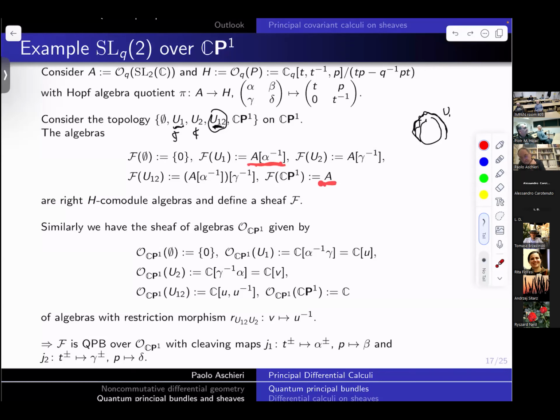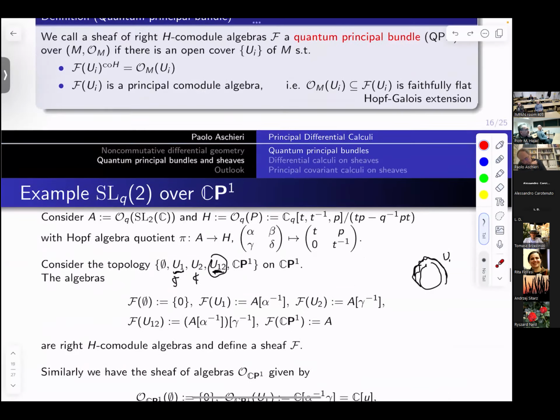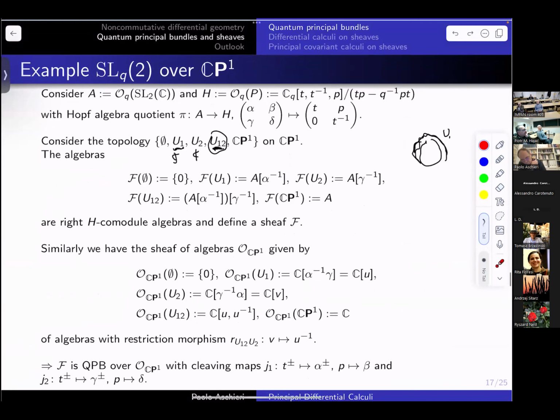Definitely, this is bigger than this. That's how it goes when you do localization. Here it's not written, but corresponding to this inclusion, usually you have morphisms that are restrictions. In the smooth context, you have restrictions here. While here, you won't have a restriction. You will have an inclusion, as a matter of fact.